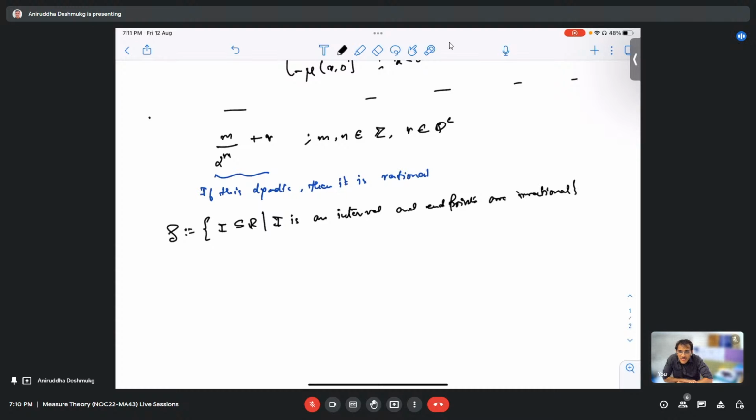No issues. So what I am asking is whether all of R is inside this S. Does R have any endpoints? The boundary points are irrational, sir. That is fine. So this is the collection of all those intervals whose boundary points are irrational. But does the set R, the set of real numbers, have boundary points?